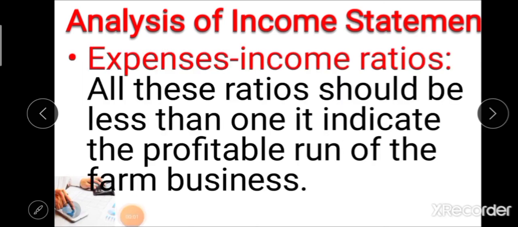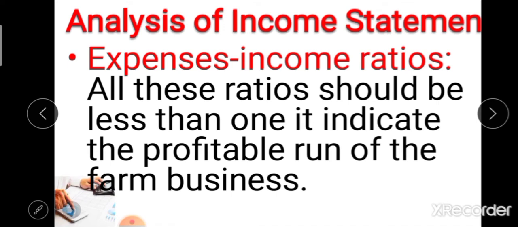If all these 3 expenses income ratios are less than 1, then it indicates profitable run of farm business. That means operating ratio, fixed ratio and gross ratio, if these ratios are less than 1, then it indicates sound running of business or profitable running of business.